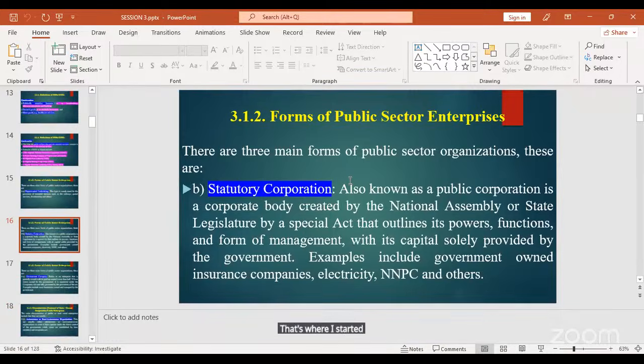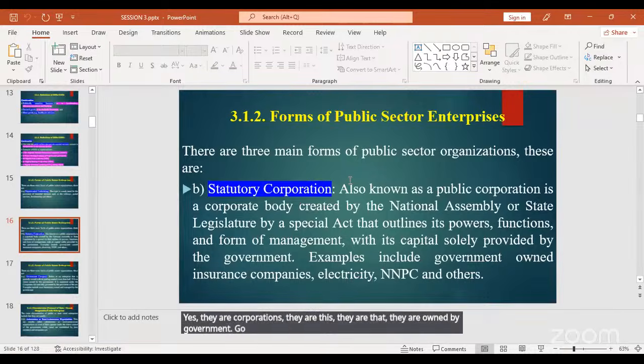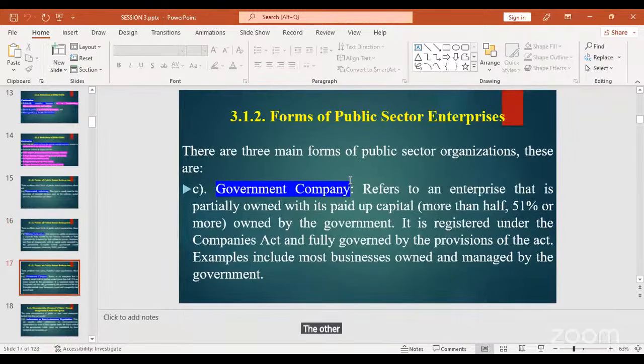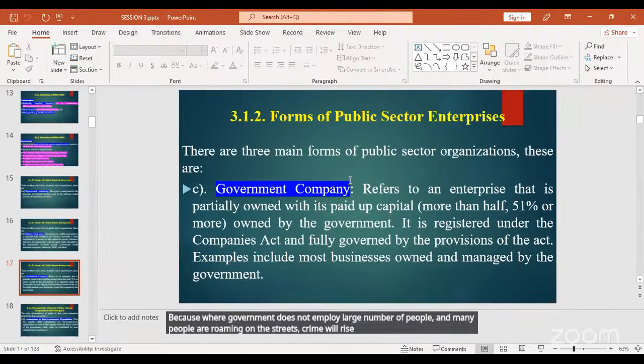Yes, they are corporations, they are owned by government, and government is employing a large number of people. Yes, they have advantages. Because where government does not employ a large number of people and many people are roaming the street, crime will rise, because people who don't have money, an empty hand is the devil's playground.